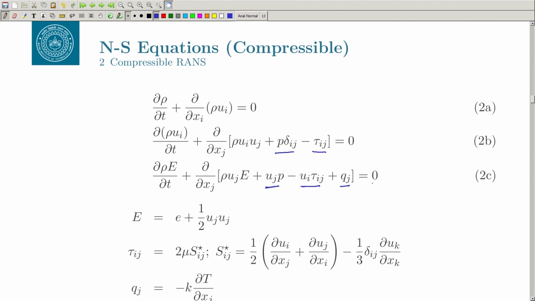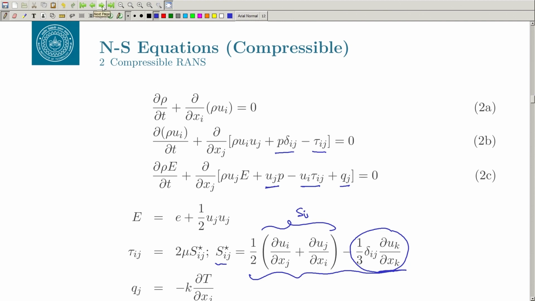Okay, this is just writing in a more compact form, and this entire thing can be given a name, Sij star. So, this is your Sij, the symmetric stress tensor. If you include this minus 1 by 3 del u k by del x k term also, then it becomes Sij star. This is happening in the compressible flow because del u k by del x k is not equal to 0.